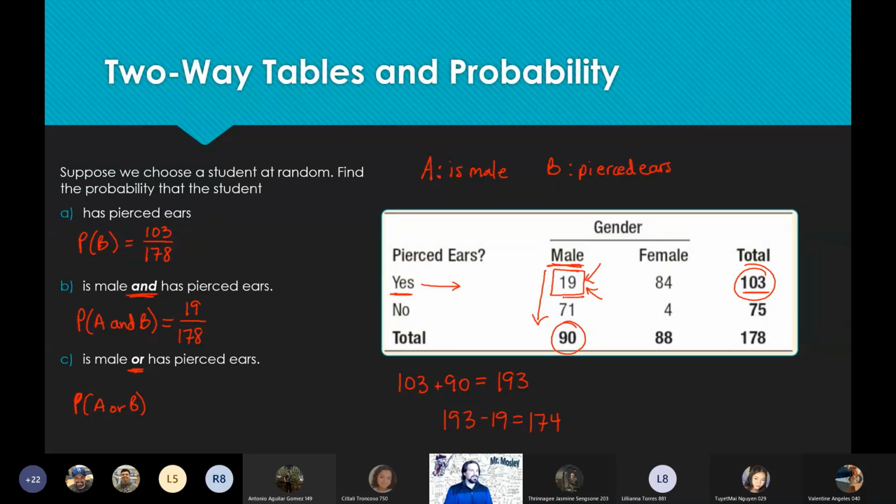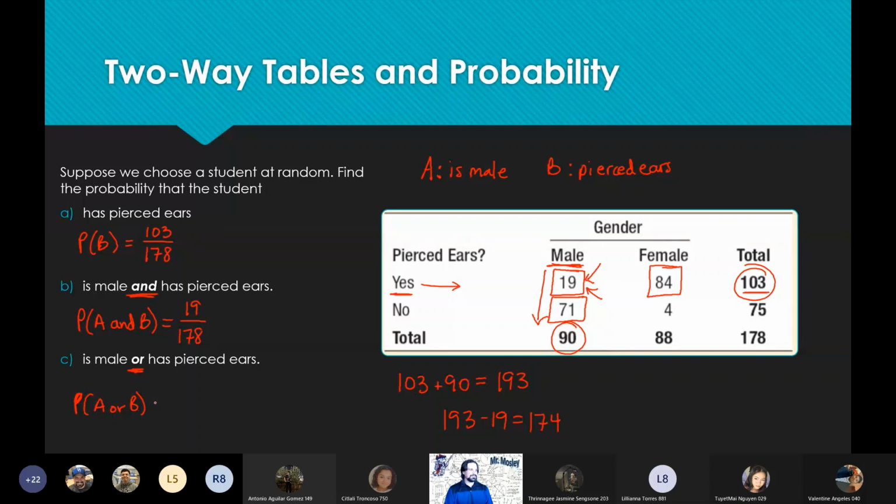It could also be gotten by counting just the separate possible events. There's essentially four possible events, or combinations. We can have male with pierced ear, male with no pierced ear, female pierced, female not pierced. There's 4 of those combinations. 3 of them account for P of A or B. If I add 71 plus 19 plus 84, I'll get 174.